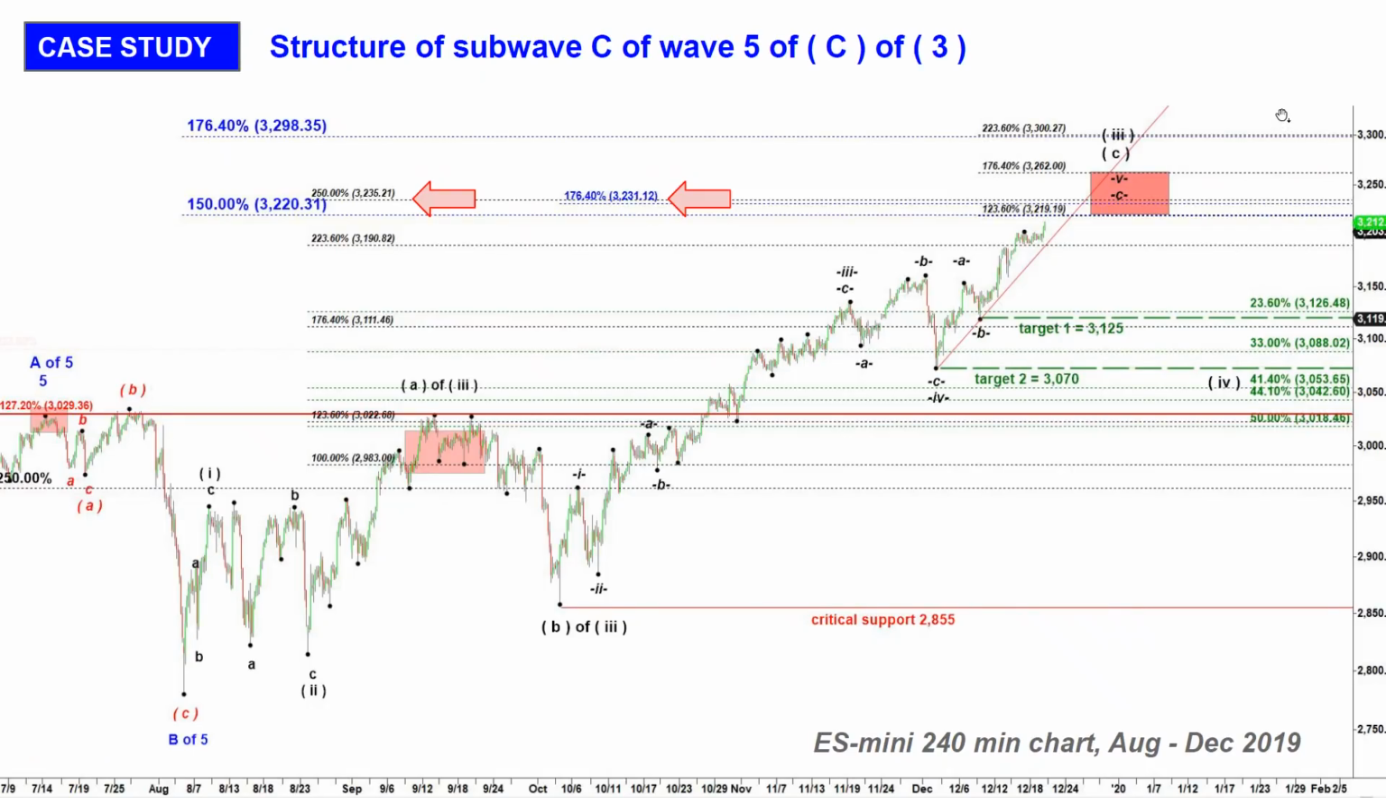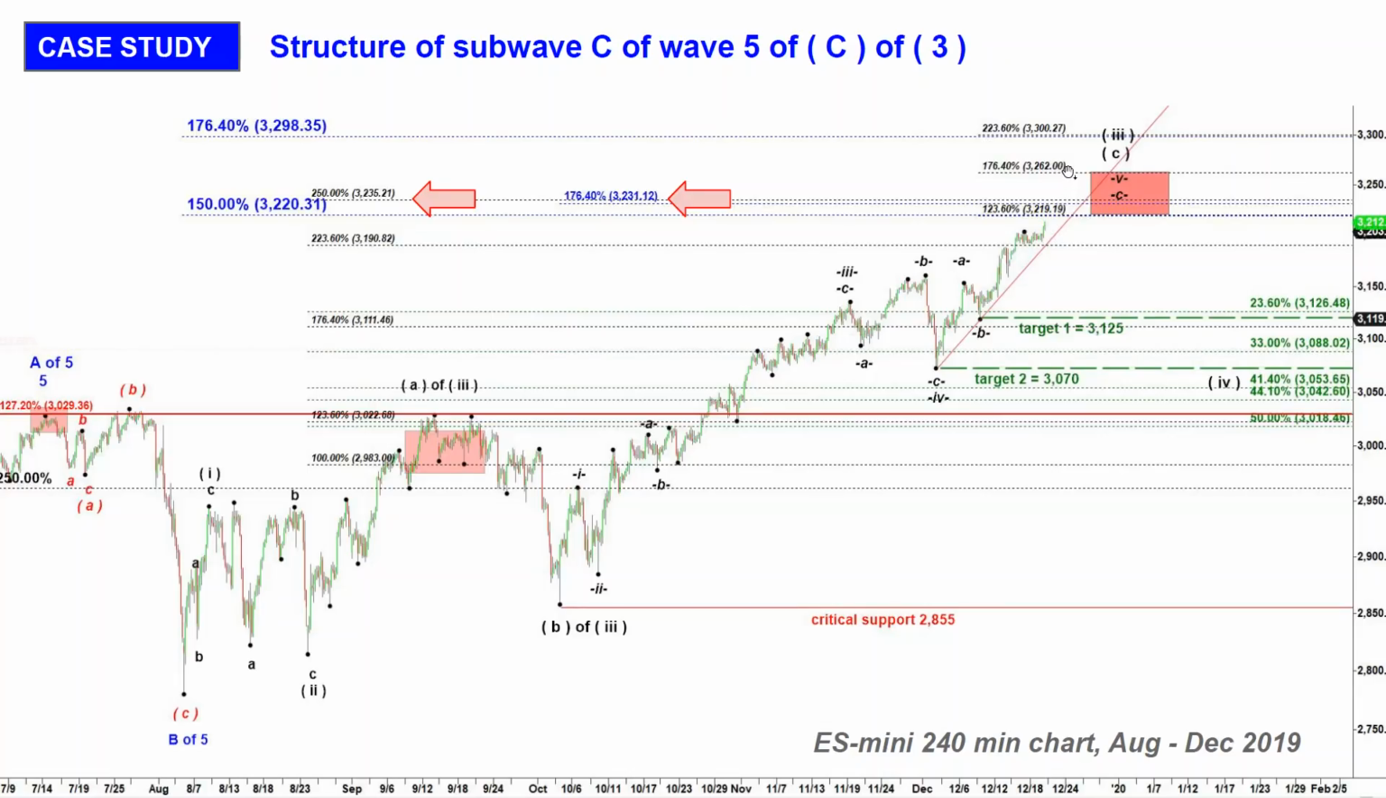Now let's look at an actual chart of ES mini and NQ mini. This is the start of that last C of 5. It starts from the low made by B of 5. It's early August. We got 1 up, 2 down, A of 3, B of 3, and we are going to complete C of 3. And you can see that wave 4, that minor wave 4, has 2 targets. 3125 and 3070. Bear in mind, wave 4 has to have two legs.